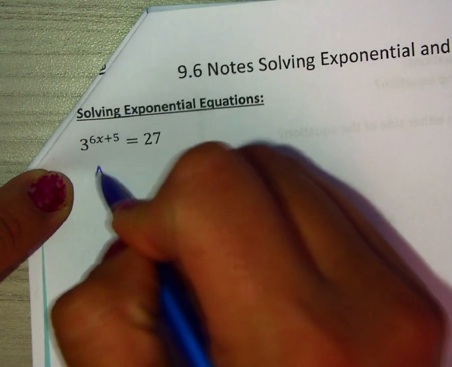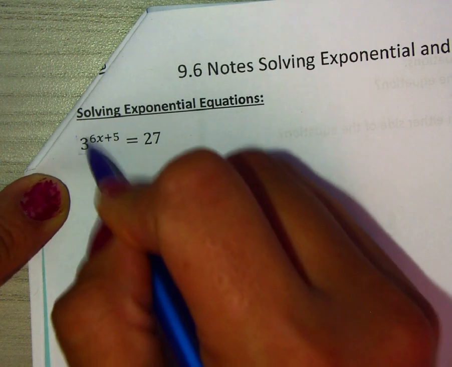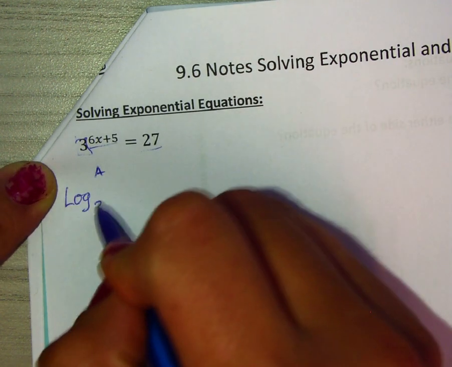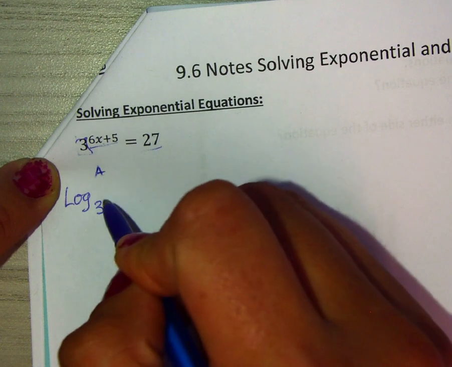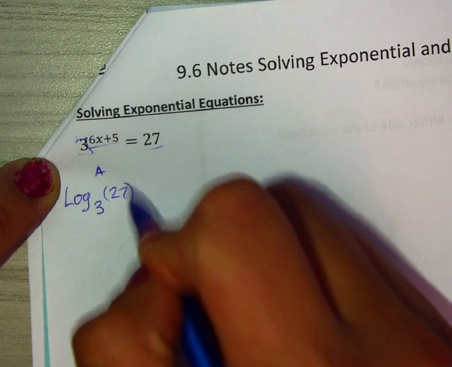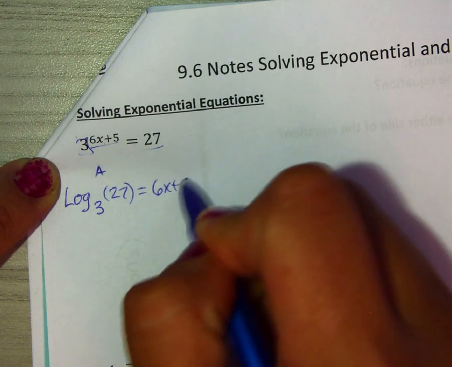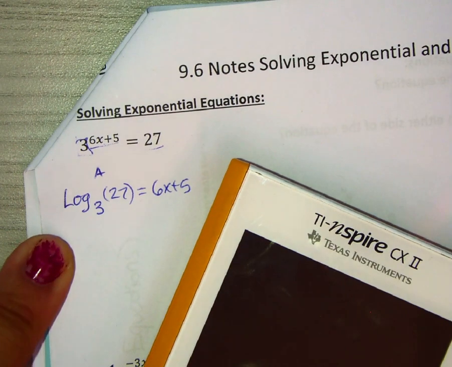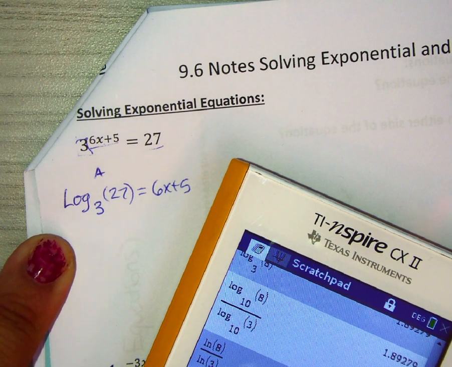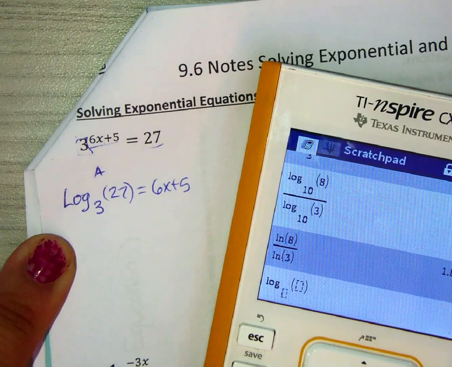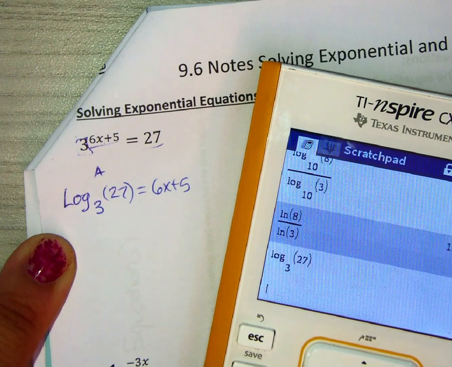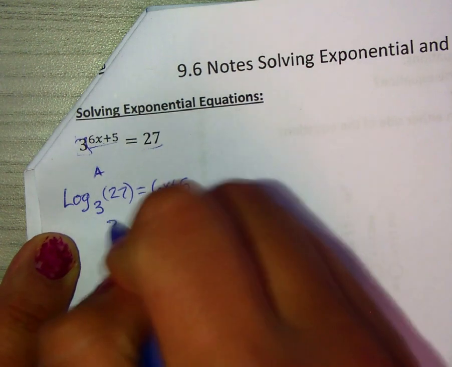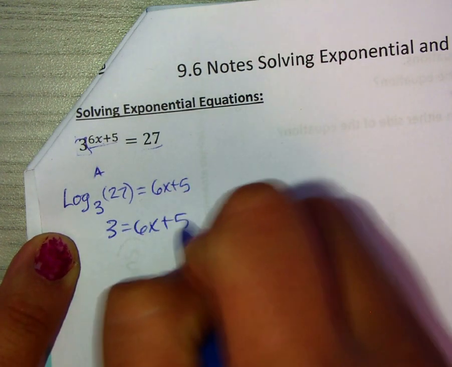So you have two options. Option A is to rewrite this using logs, where you just write log base 3. The exponent never goes next to the base, so we're going to put 27 equals 6x plus 5. Then you can use your calculator and type that log. So I'm going to put log base 3 of 27, and then it equals 3. So with that, I'm going to just rewrite it as 3 equals 6x plus 5.